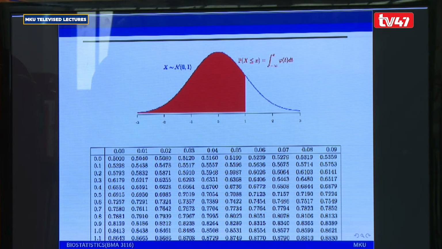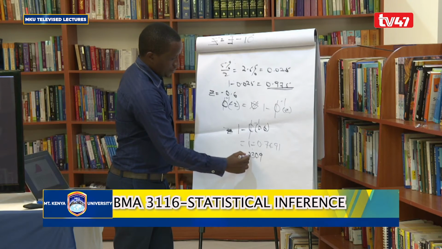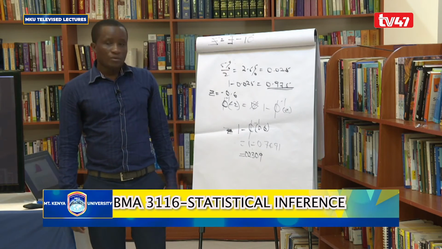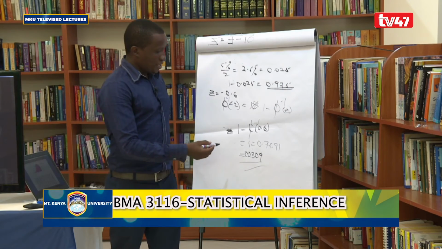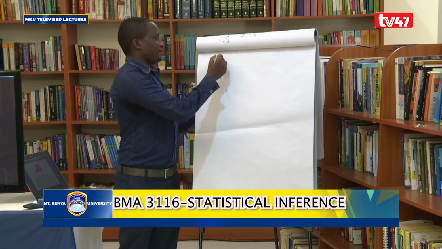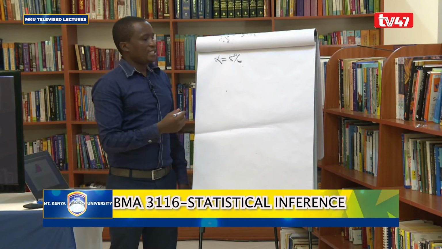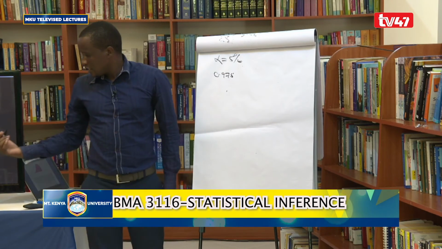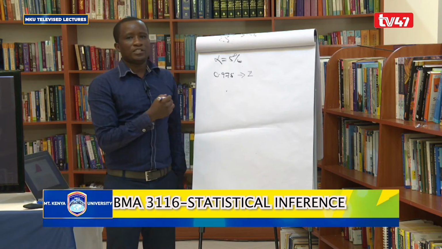So these would be 0.9032, 0.2309. Now this value is supposed to be compared to the alpha of 5%. Or alternatively, we look at 0.975 in the table here, and then get the value of Z that corresponds to it.